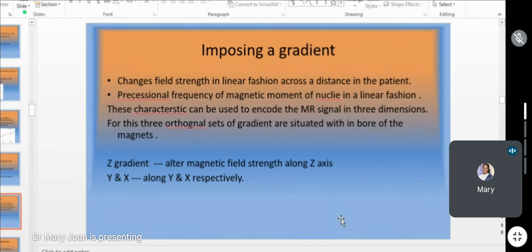For this, 3 orthogonal sets of gradients are situated in the bore of the magnet. Orthogonal means each is perpendicular to the others. So we have 3, all perpendicular to the applied magnetic field. The Z gradient alters magnetic field strength along the Z axis, and Y and X along the Y and X axes respectively.